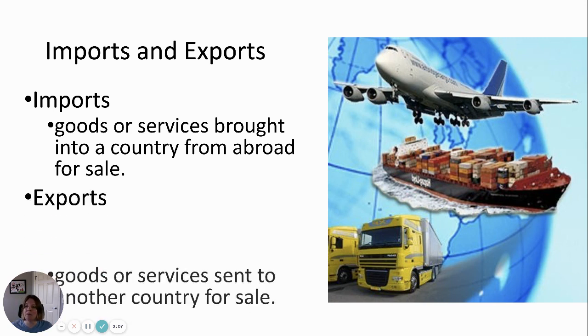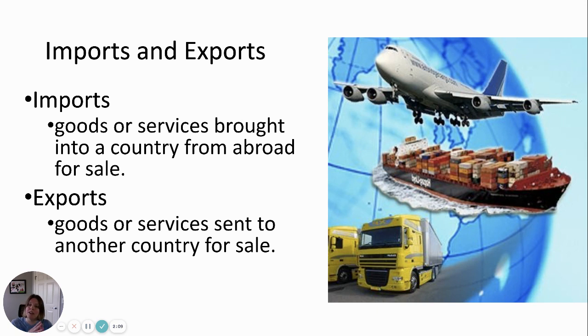An export would be a good or service sent to another country for sale. So exports are things made here domestically, but then exported, exiting this country and going to another country to be sold. Remember the formula for net exports, or XN, is exports minus imports. We don't count the imports because we didn't make them domestically. We do count the exports, though, because they were made here. So they are part of our economy. They are part of our GDP.